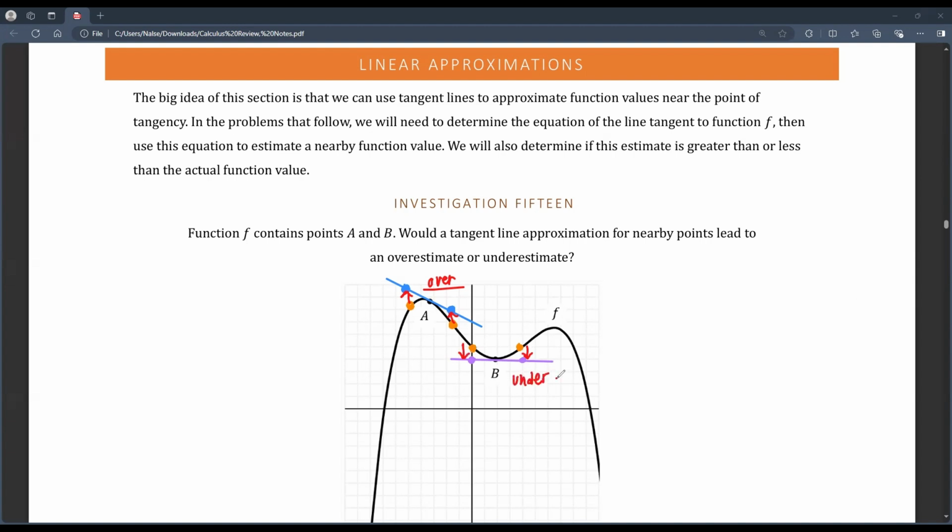Do you see how this can relate to the function's concavity? Tangents in a concave down region would overestimate the actual function values, and tangents in a concave up region would underestimate them instead.